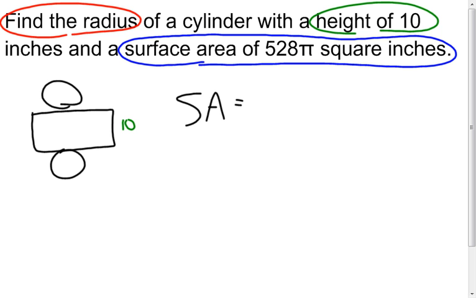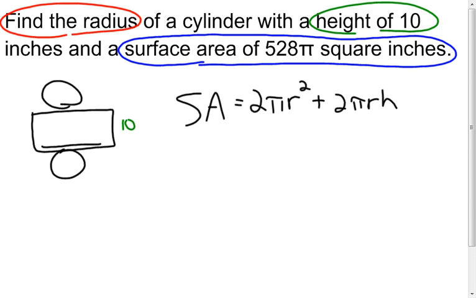Maybe you don't have it memorized, but you can look at the picture now and go, well, I have my circle. To find the area of a circle, I have to do pi r squared. And being there's two of them, well, just multiply by 2. But then I also have the rectangle, so I'm going to have to add that on. The area of the rectangle is going to be base times height. Well, the base, remember, is the circumference of the circle. So that's 2 pi r, and I have to multiply it by my height. So maybe you don't have it memorized, but you can at least come up with it looking at the net.